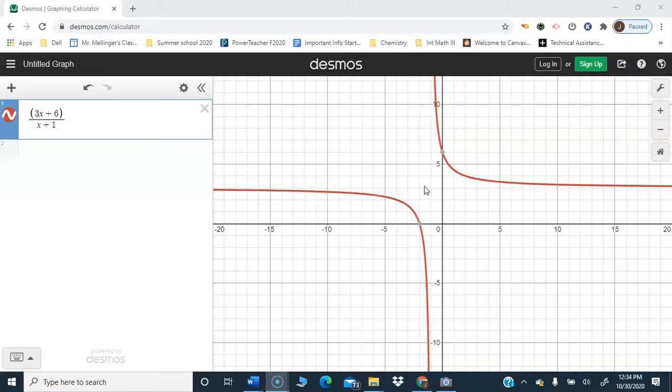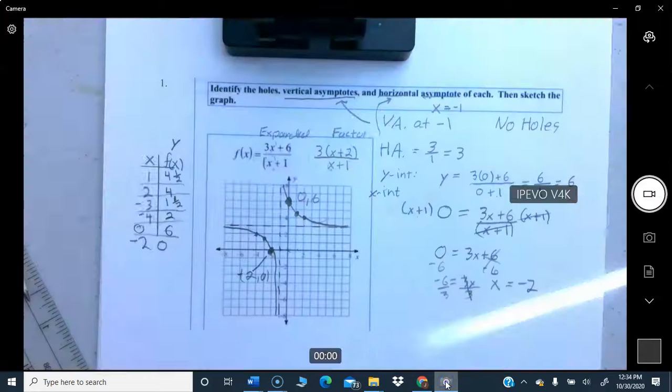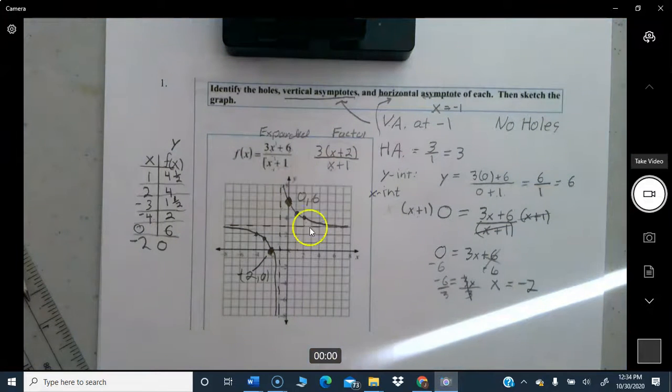So, and there's no holes in this. Desmos doesn't show holes, by the way. So there's no holes. So this looks like what the graph is that we had, which I'll flip back to that. And there it is. Okay, so that's pretty close to what we have over on Desmos. All right? Okay.